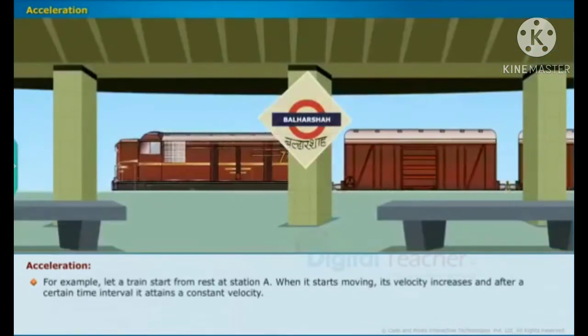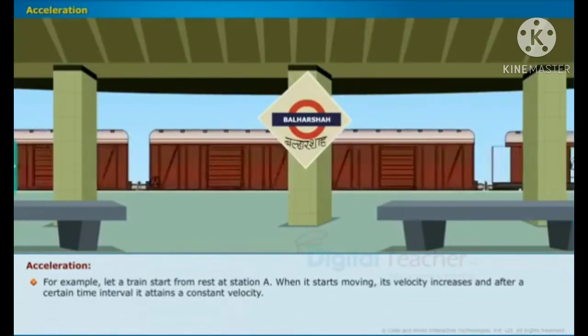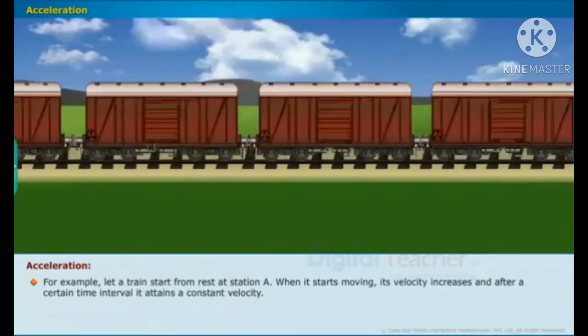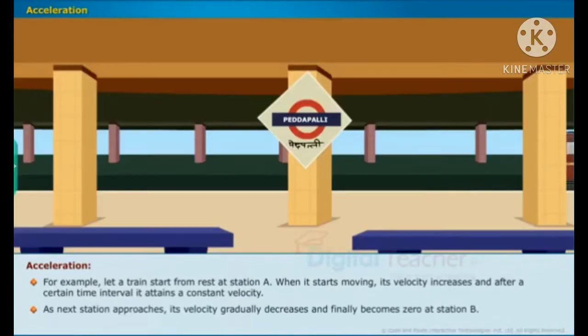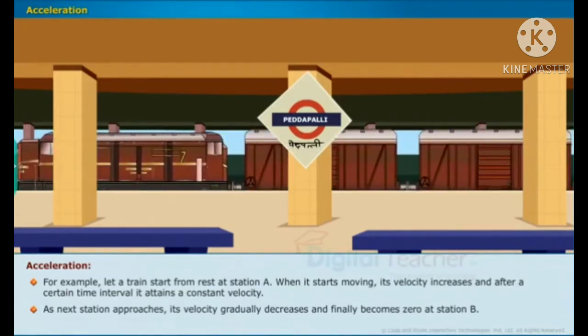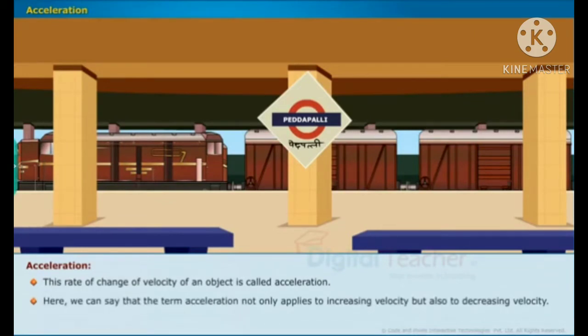For example, let a train start from rest at station A. When it starts moving, its velocity increases, and after a certain time interval, it attains a constant velocity. As the next station approaches, its velocity gradually decreases and finally becomes zero at station B. This rate of change of velocity of an object is called acceleration. Here, we can say that the term acceleration applies not only to increasing velocity but also to decreasing velocity.